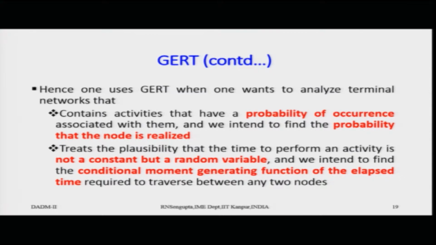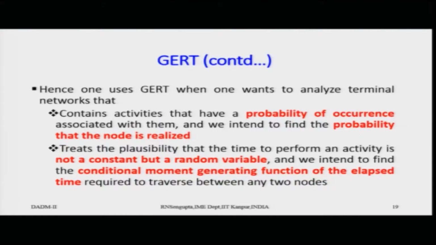GERT also treats the plausibility that the time to perform an activity is not constant. So, it is probabilistic. If somebody has done PERT and CPM, I am not going to go into details of them. There would be the most pessimistic time, the most optimistic time, and the most probable time. So, you will take these values of t suffix a, t suffix b and t suffix m and do the calculation, considering the type of distribution for the time duration for each and every activity, which you do in PERT and CPM.